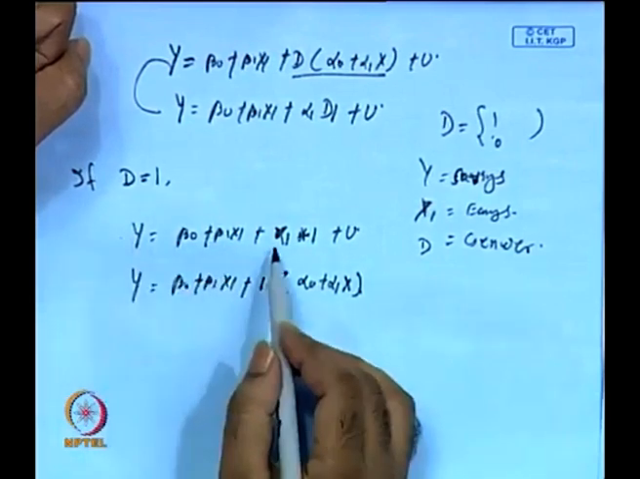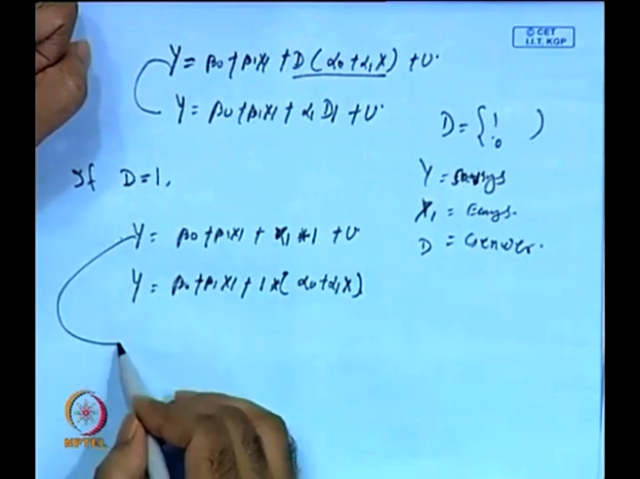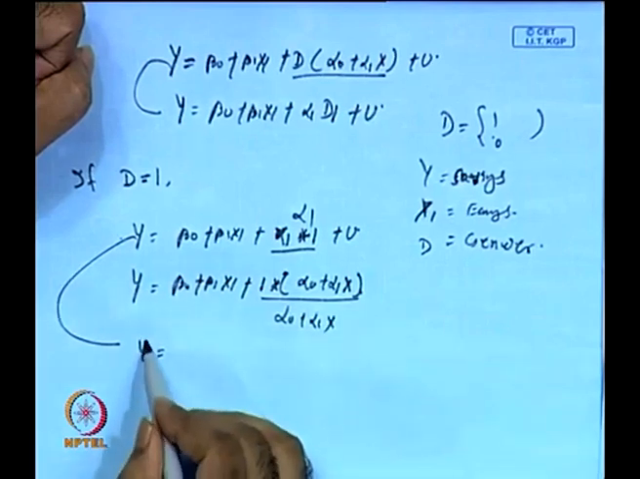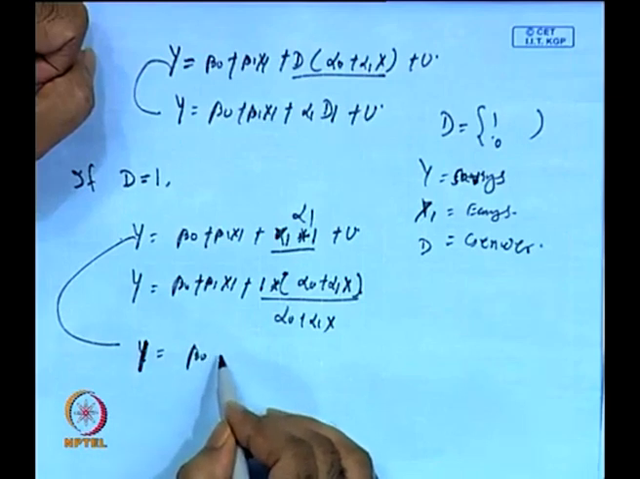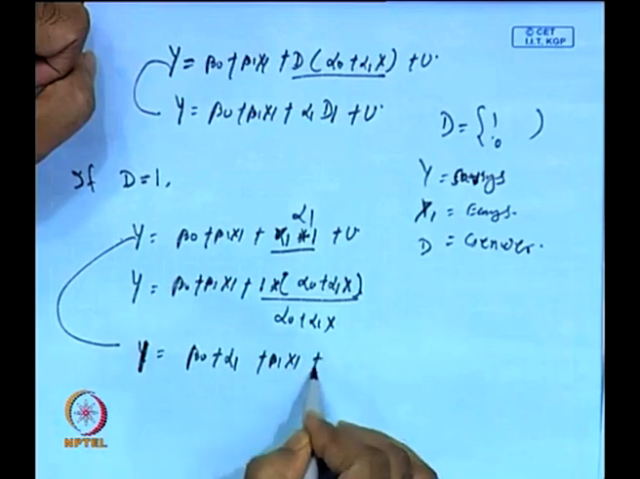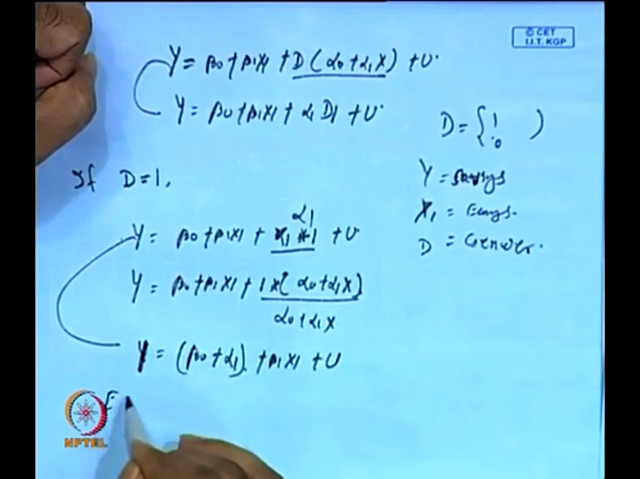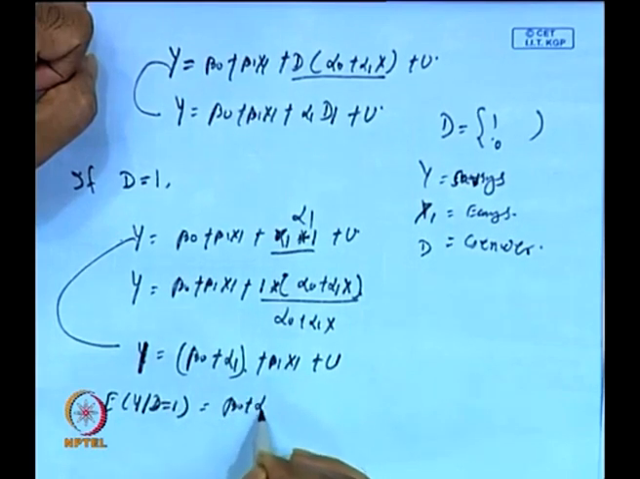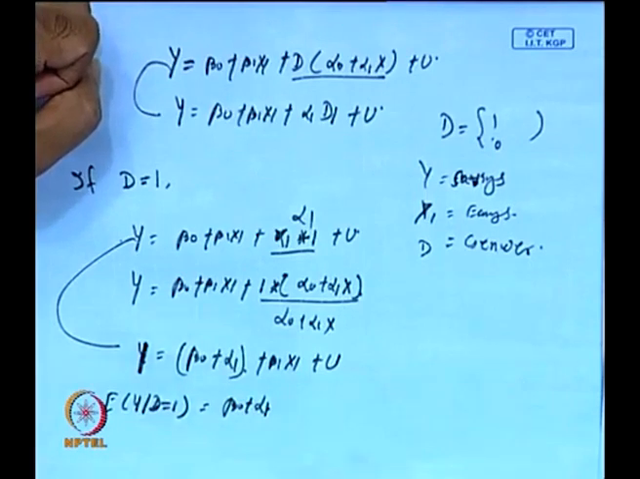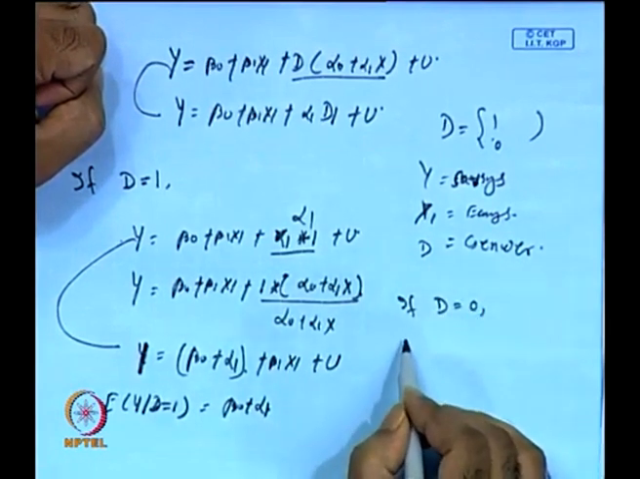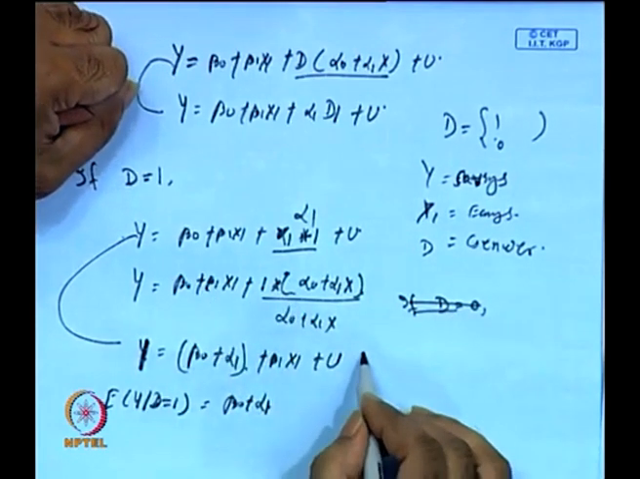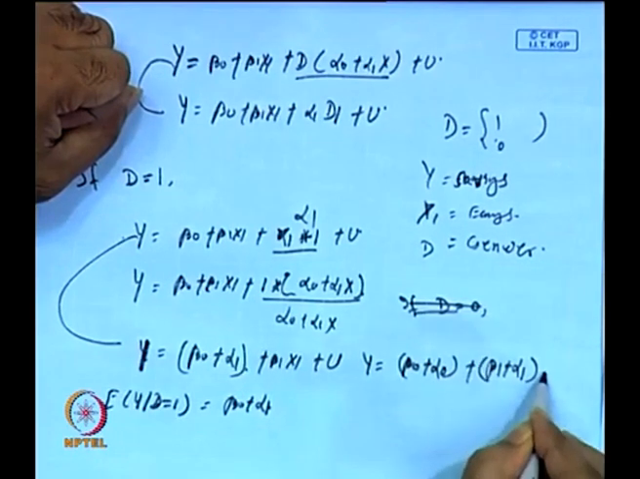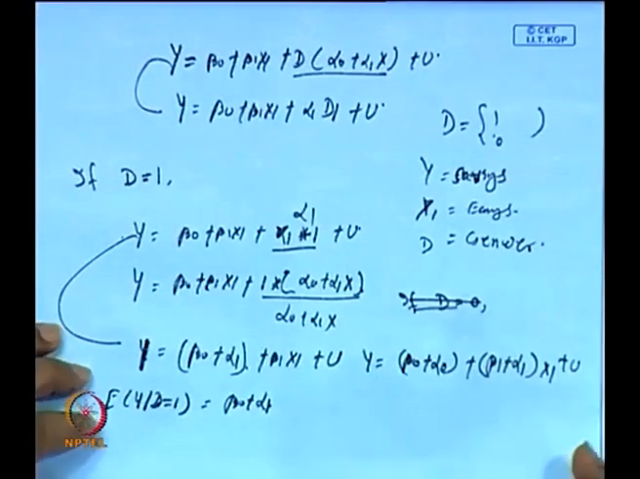Then you see here, if D equal to 1, then this will come like this. Now what you have to do is simplify. Y equal to beta 0 plus alpha 0 plus alpha 1 X, so Y equal to beta 0 plus alpha 1 plus beta 1 X1 plus u. So E of Y given D equal to 1 is simply beta 0 plus alpha 1. Similarly, if I put D equal to 0 and simplify, it will be Y equal to beta 0 plus alpha 0 plus (beta 1 plus alpha 1) into X1 plus u. This is how the structure works.